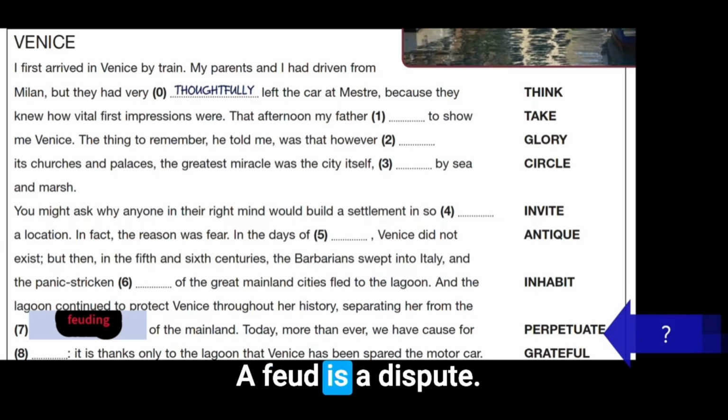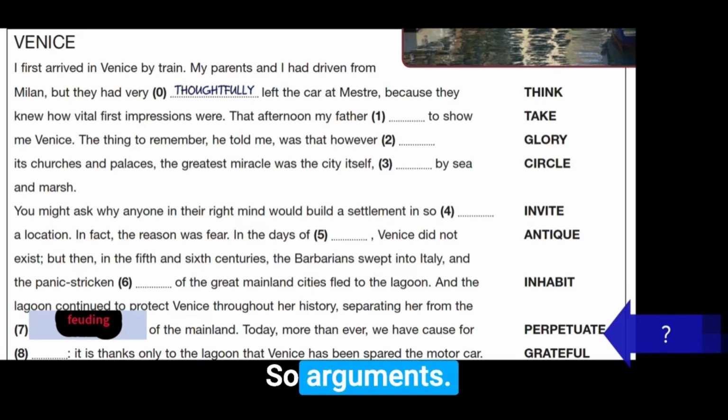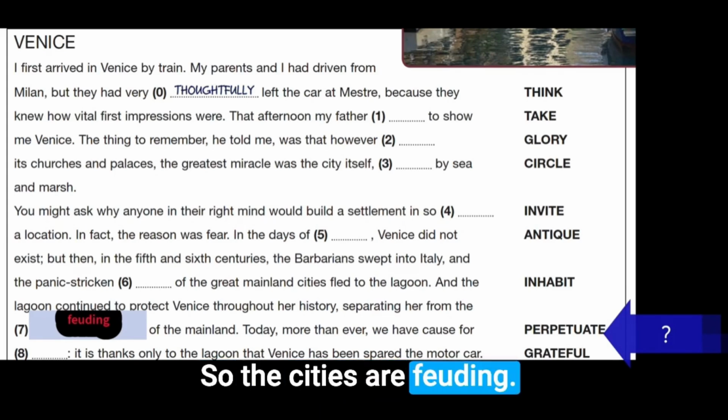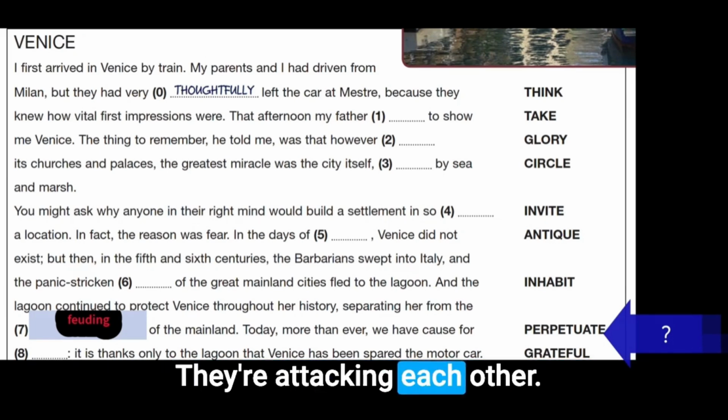A feud is a dispute. It can turn into a war. Okay, so that is a feud. You can have a feud with your neighbors. So arguments, it can turn to brutality. It can turn to fighting. So the cities are feuding. They're arguing, probably more than arguing, they're attacking each other.